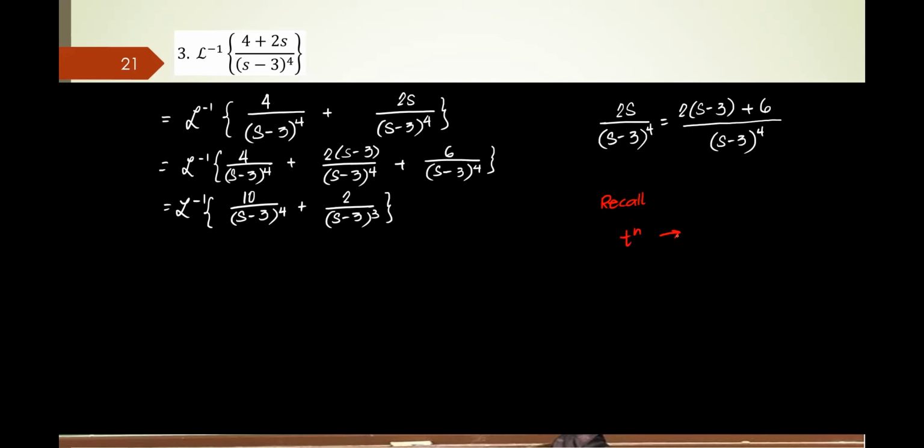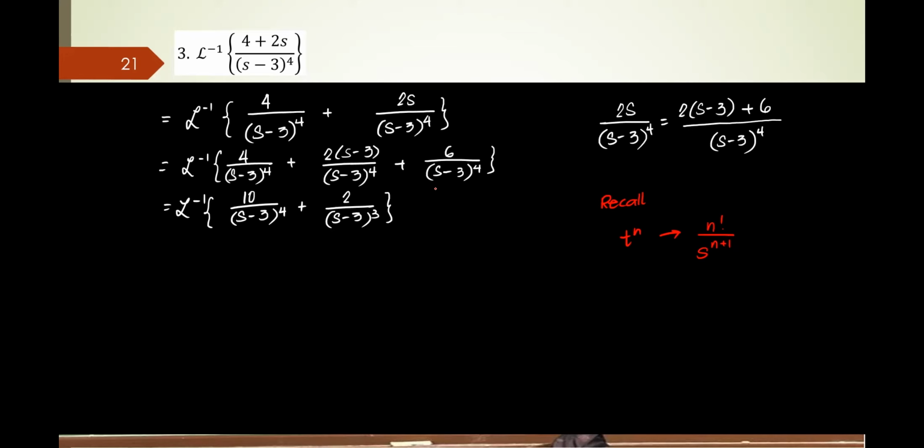P raised to n, what's the transform? N factorial over s raised to n plus 1. Right? So this is the f of t, that's the f of s.